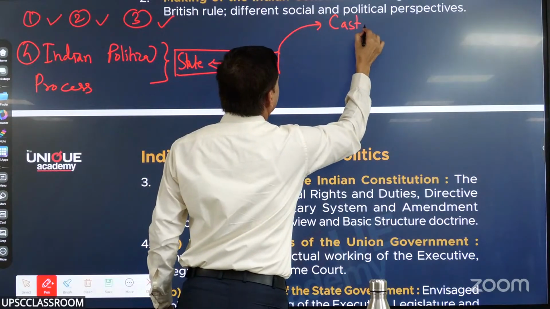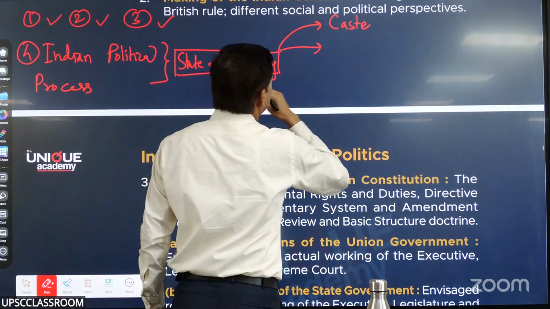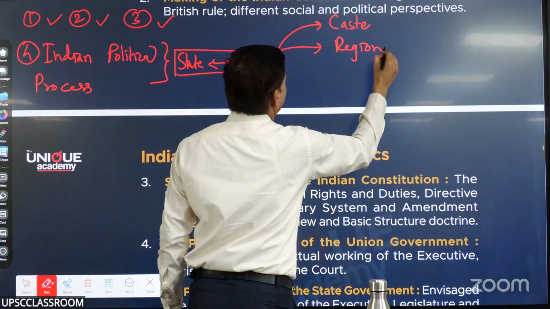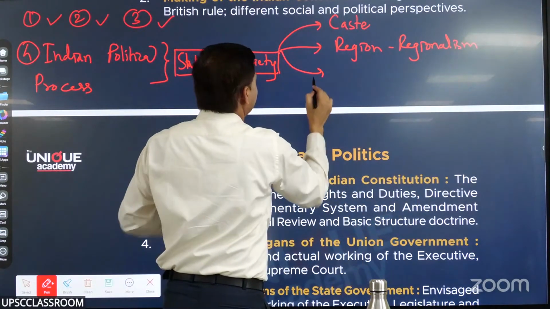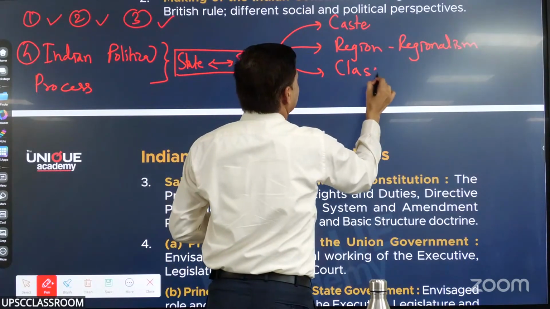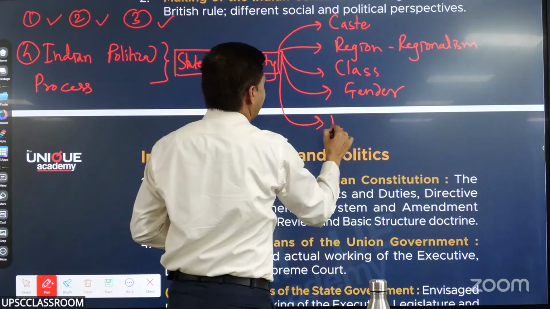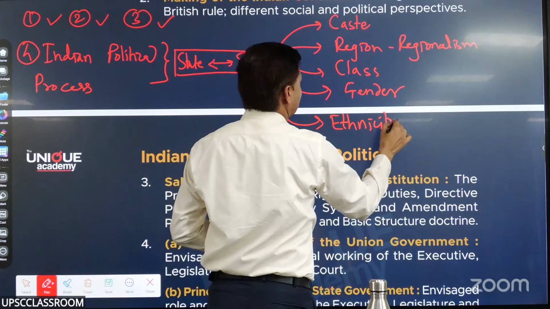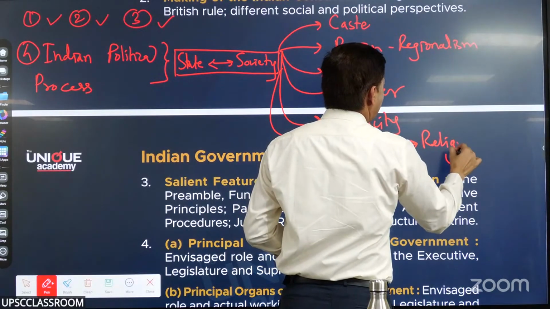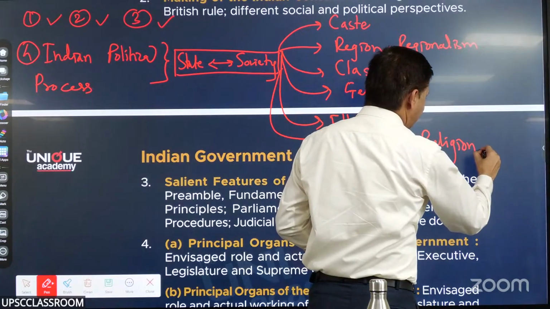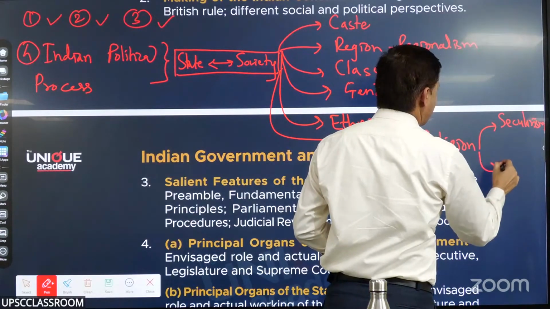वी हैव द फैक्टर ऑफ कास्ट, द रोल ऑफ कास्ट इन इंडियन पॉलिटिक्स. ओके, दूसरा है द रोल ऑफ रीजन, एंड दस वी हैव रीजनलिज्म एज अ फैक्टर इन इंडियन पॉलिटिक्स. देन वी हैव क्लास, द रोल ऑफ क्लास. देन वी हैव रोल ऑफ जेंडर. देन वी हैव रोल ऑफ एथनिसिटी. Then we have religion. अब जब हम रिलीजन का डिस्कशन करेंगे तो एक है सेक्युलरिज्म और दूसरा है कम्युनलिज्म.